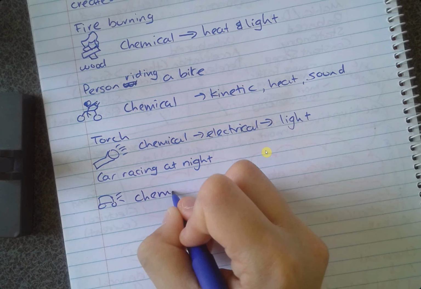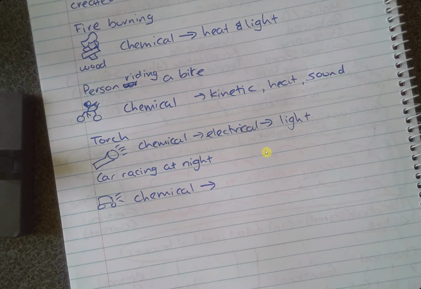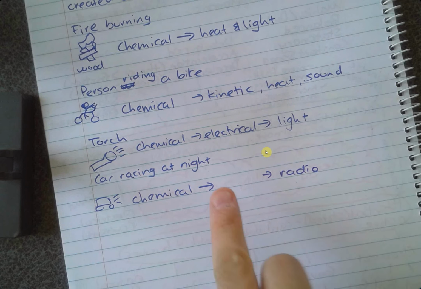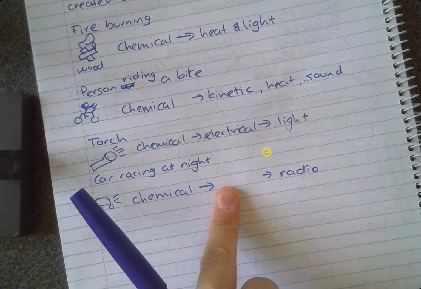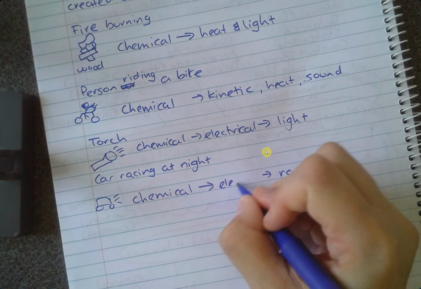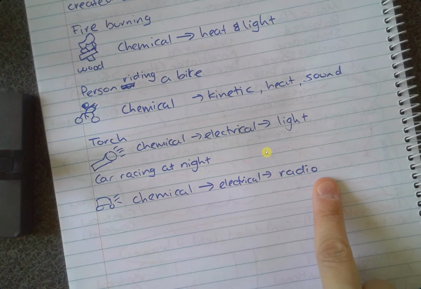So what is that chemical energy getting converted into? Sound, but before it becomes sound in our radio, what does it need to be as an intermediate? What do we have as the intermediate up here? The engine. Electrical. So do you see what I'm saying? Chemical to electrical to the radio, which is our sound.